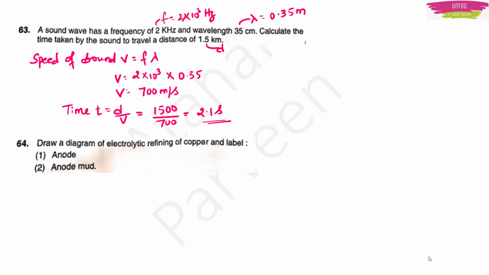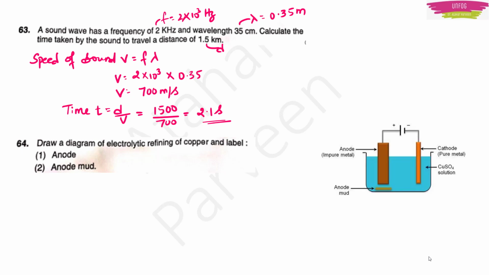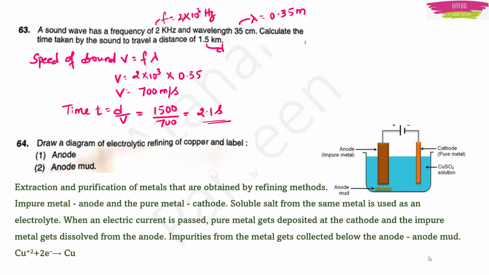Next question. Draw a diagram of electrolytic refining of copper and label anode and anode mud. See, this is the diagram. Here you can see that there is anode, cathode, and then CuSO4 solution, because we are talking about electrolytic refining, right? And then something is remaining there below in the beaker, that is anode mud. So this much figure will do enough. But then I thought that I will explain this also. But don't worry, you don't need to write all this in the exam if such a question has come.